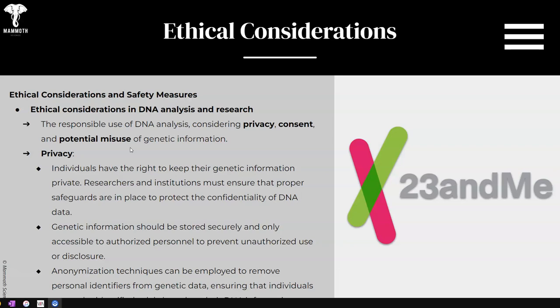23andMe just got hacked. Their website got hacked about a month ago. So you are releasing millions of people's most personal information, their genetic information, which could be potentially misused. They found all of those people on the dark web being sold for between $4 and $10 a pop. Now, privacy. Obviously, individuals should keep their genetic information private. You don't need your genetics out there just because people can take advantage, like insurance companies and those kinds of things, because you can be genetically predisposed to certain diseases that may never show up.